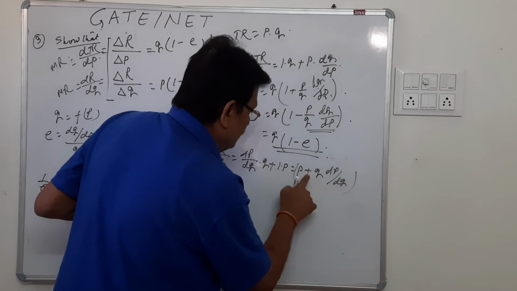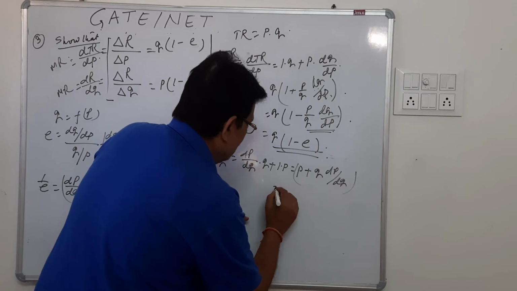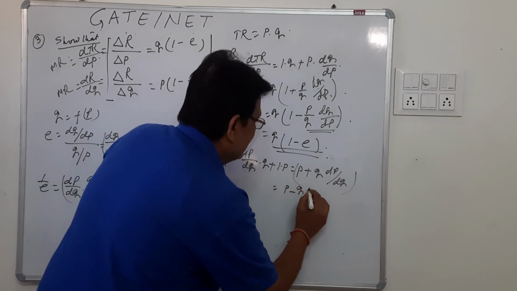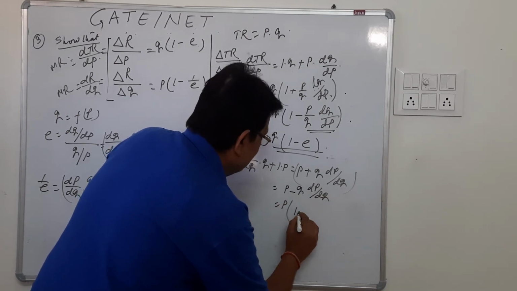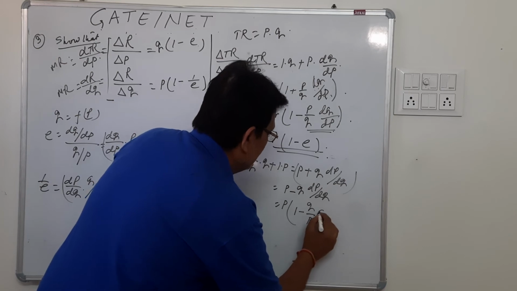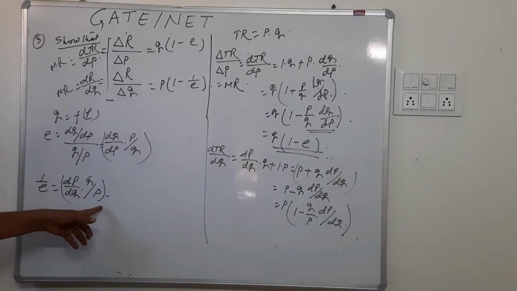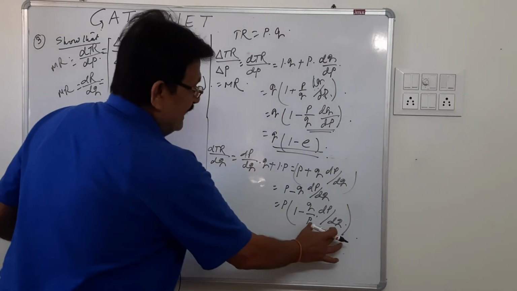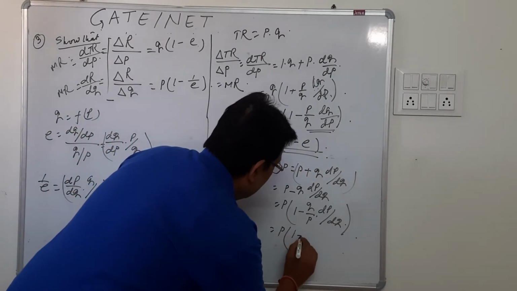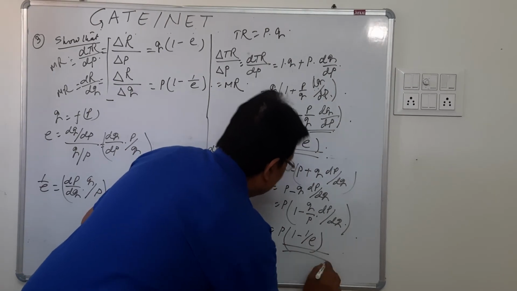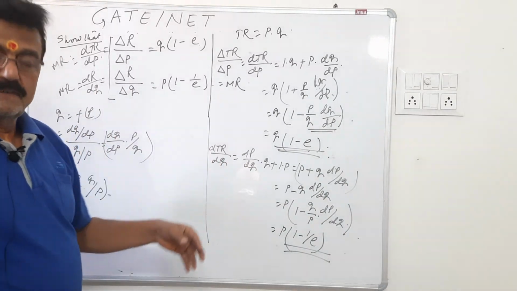Now this sign must be negative because it is preceded by dP by dQ, which is the slope of the demand curve. So this is P minus Q into dP by dQ, and taking P as constant, P times 1 minus Q by P into dP by dQ. In the bracket, 1 by E could be substituted. So this is P into 1 minus 1 by E. So this proof and this proof happen to be this, and this is how we get the answer.